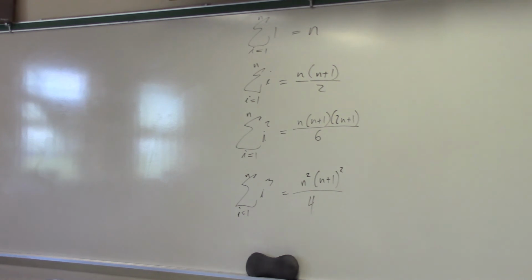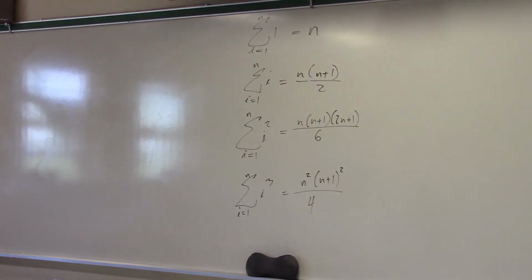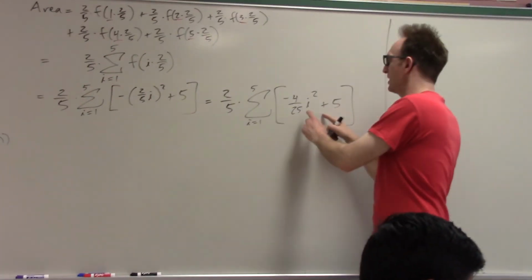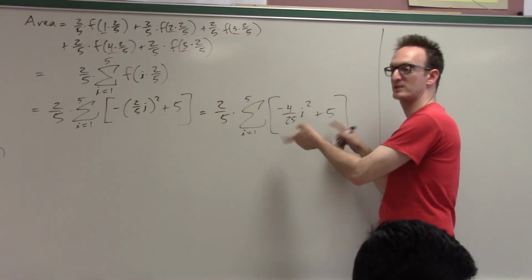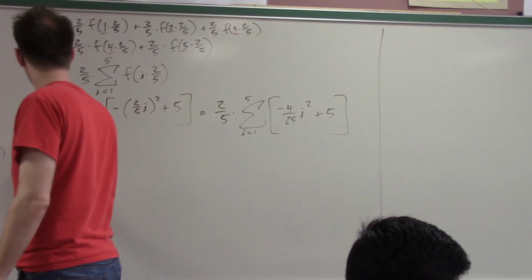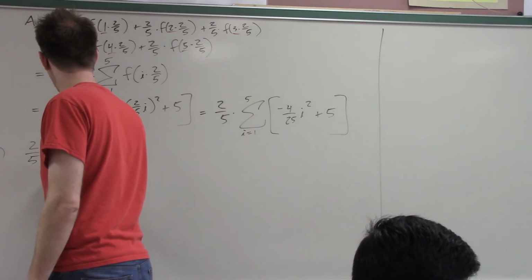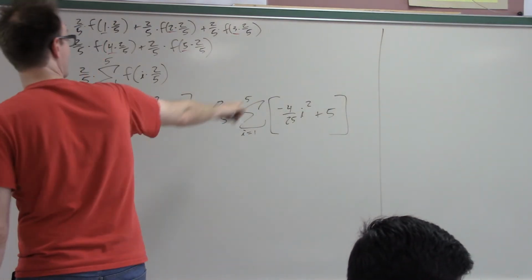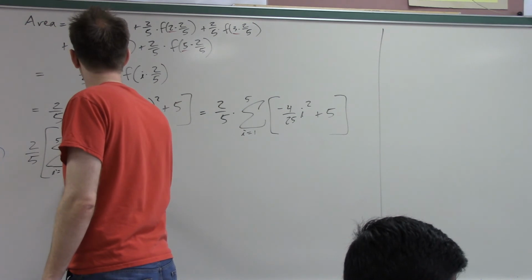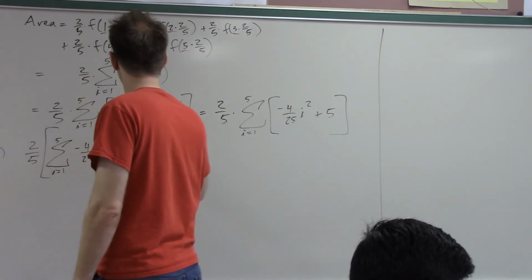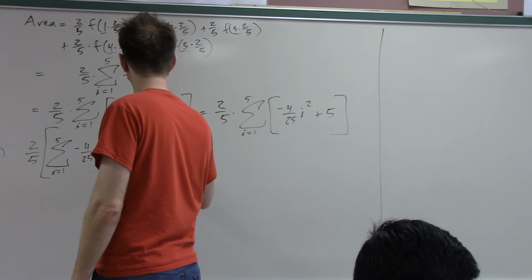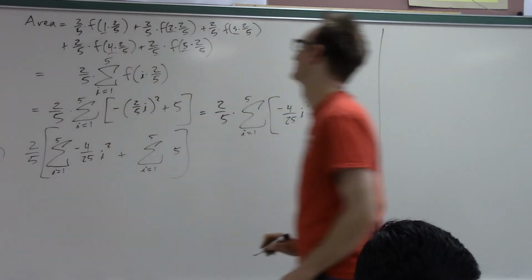Knowing that I have these formulas means I should try to treat the sum of the squares and the sum of constants independently. So what I'm going to do is split up this sigma into 2 sigmas. We can do it in 2 steps. We split up this sigma from i equals 1 to 5 into the sum of negative 4/25 i squared, plus another sigma which is i equals 1 to 5 of 5. See what I'm doing?